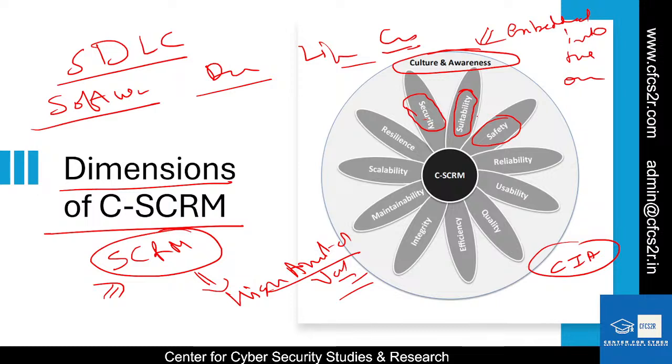Then we have safety. Safety is mostly focused on ensuring that the products and services are free from conditions that can cause death, injury, occupational illness, damage or loss of equipment, property, or any type of infrastructure, and even damage to the environment is taken care of in this safety. So whenever we talk about cybersecurity supply chain risk management, safety is also a big concern.